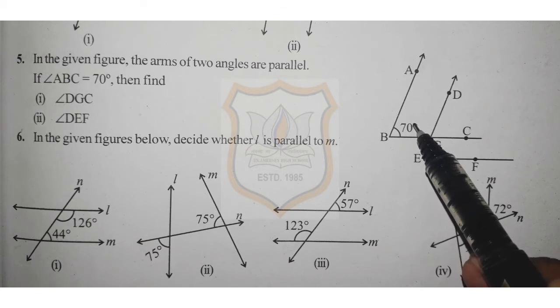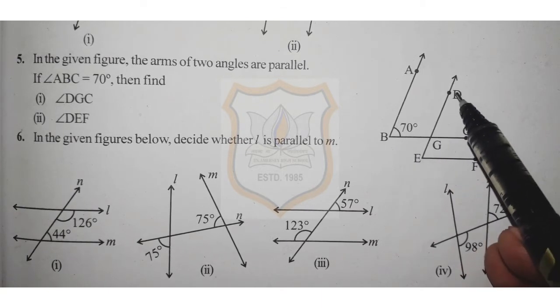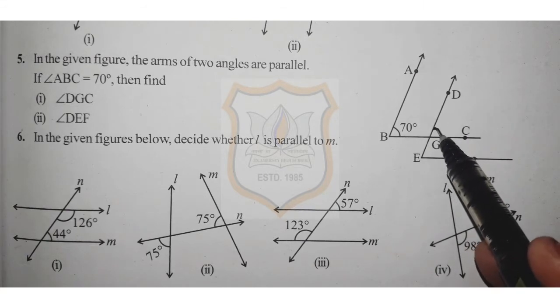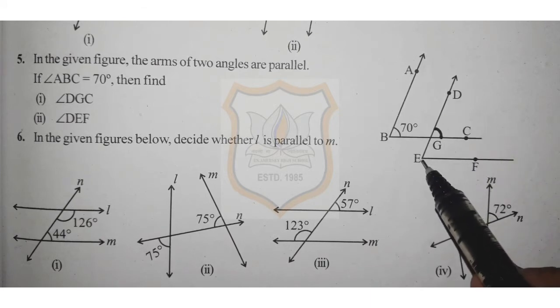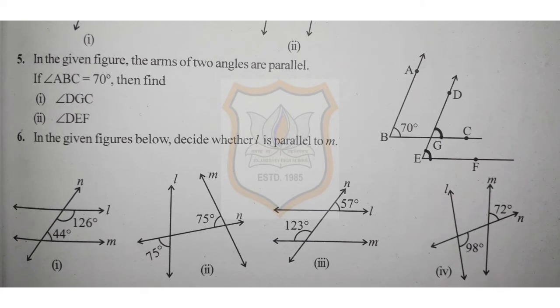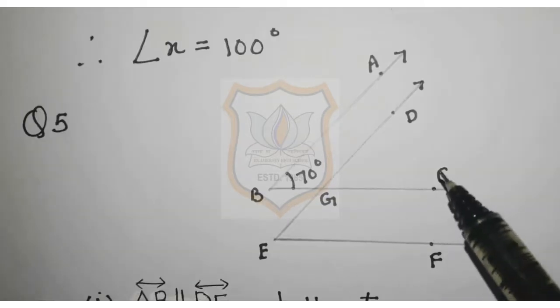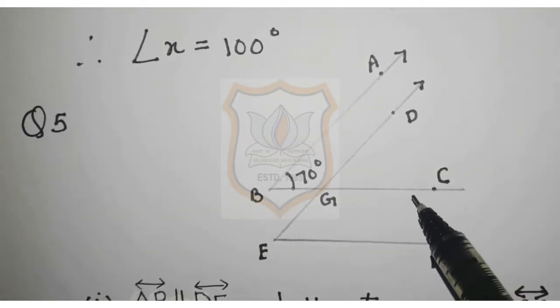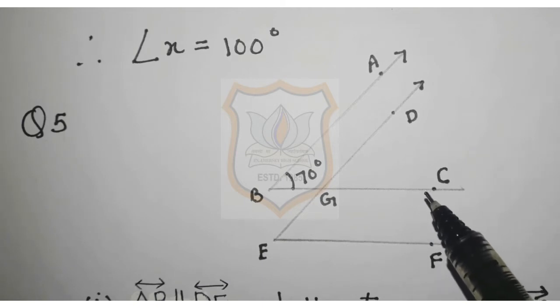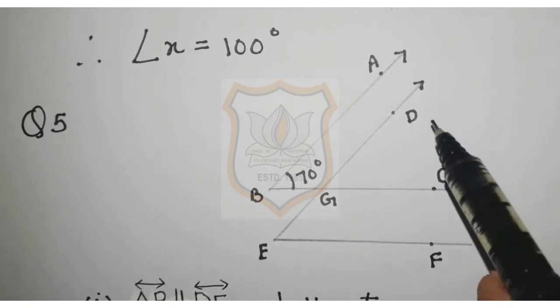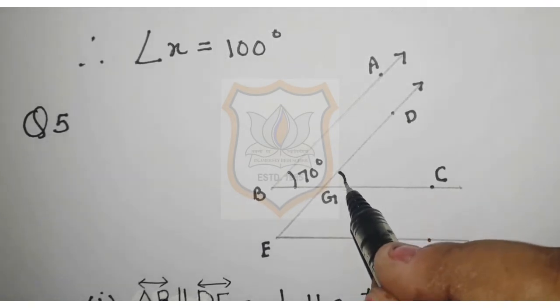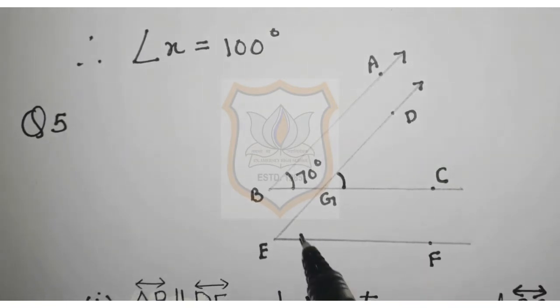Now, what you have to do? You have to find out DGC, this one, and DEF, this one. These two angles you have to find out. So let's solve this question. Again, students, look at this figure carefully. You also have to draw these figures with the help of a pencil as I have drawn it. So ABC is given, that is 70 degrees. You have to calculate DGC, this one, and DEF, this one. You have to calculate their measure.